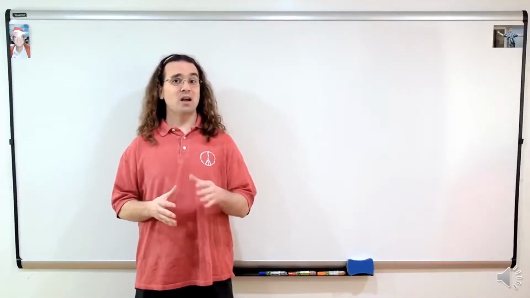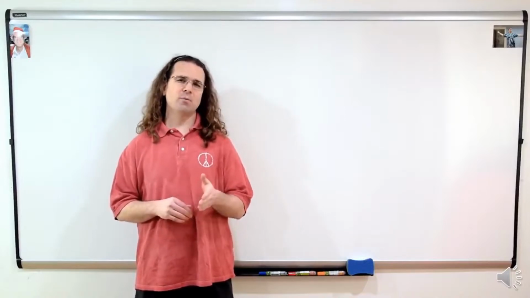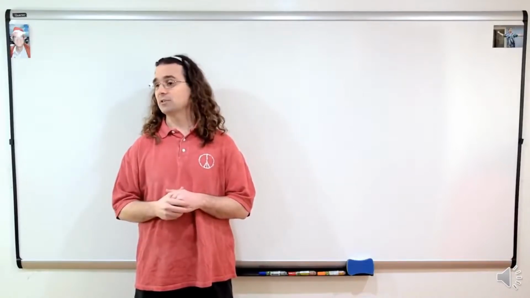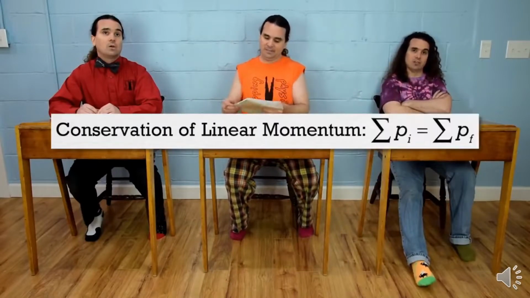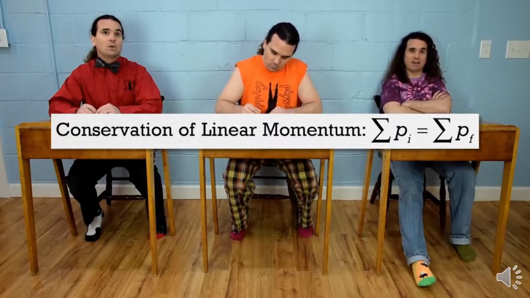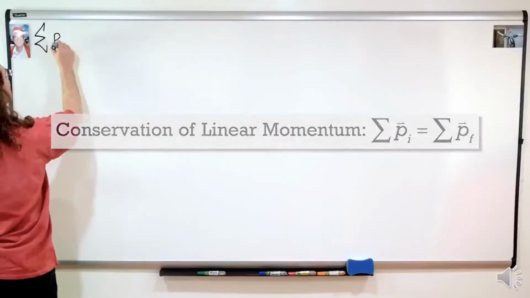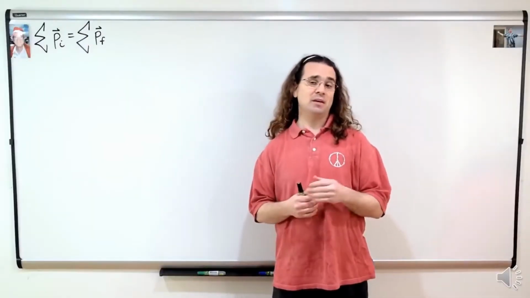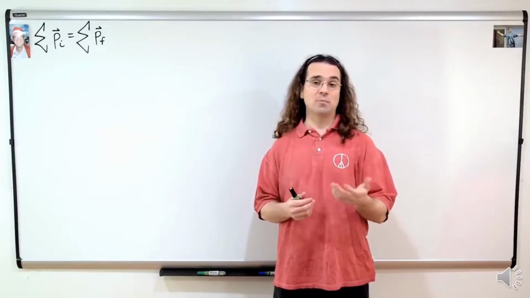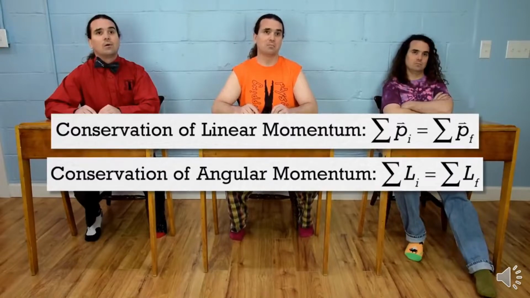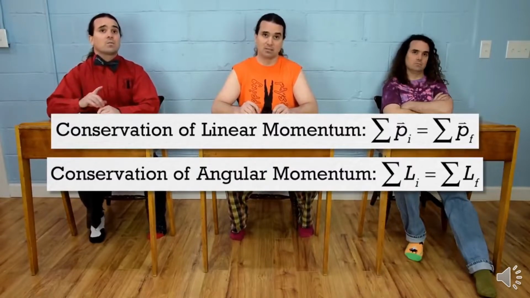Good morning. Let's learn about conservation of angular momentum. But before we do, let's review the equation for conservation of linear momentum. Bo, what is that equation? The sum of the initial linear momentum of a system equals the sum of the final linear momentum of a system. And remember, linear momentum is a vector. Thanks, Bo. Bobby, what then do you think is the equation for conservation of angular momentum? The sum of the initial angular momentum of a system equals the sum of the final angular momentum of a system. But remember, angular momentum is a vector.